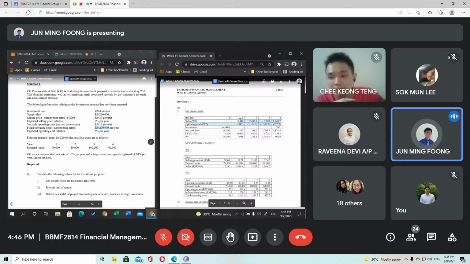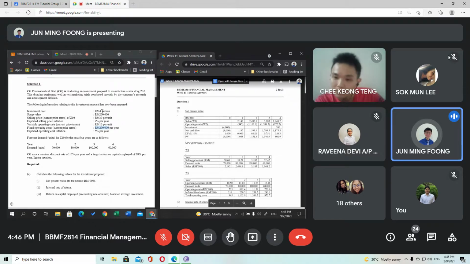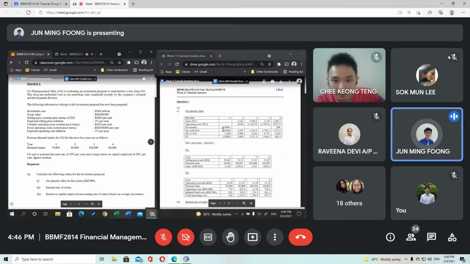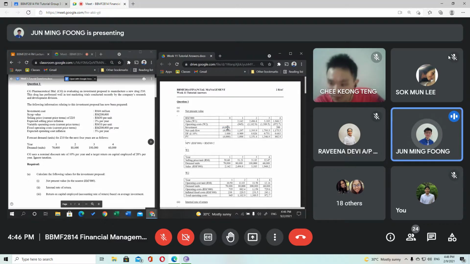And for these two already done, then as the question is saying that the investment cost will be 4 million, so we need to put it at year 0 before the project begins, and then we can find out the net cash flow by adding up the sales, operating costs, and investment costs.